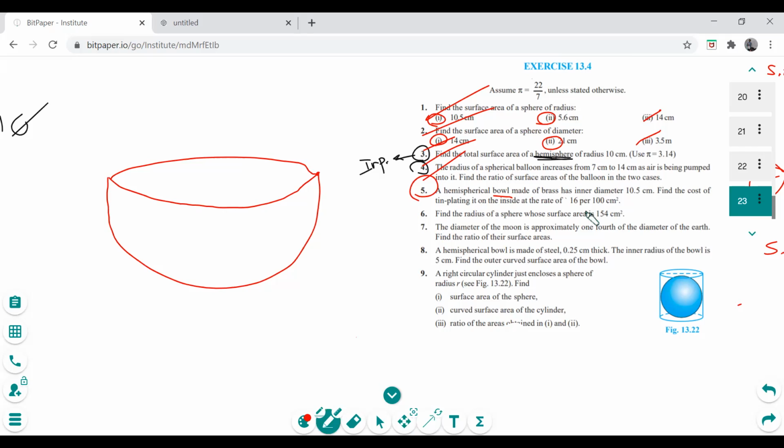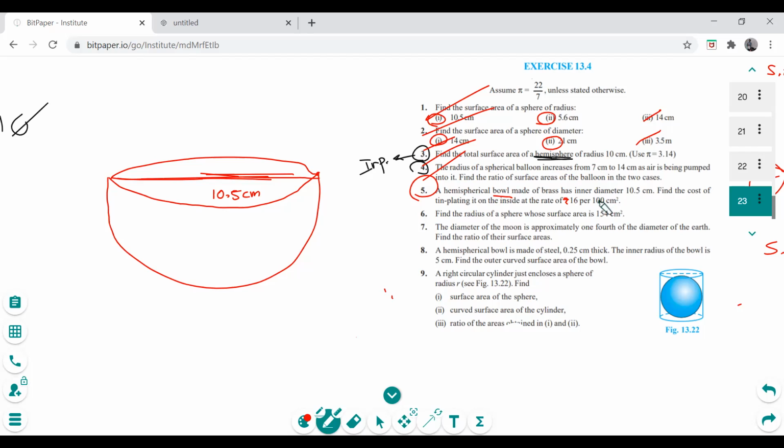It has an inner diameter. What's the diameter here? Yeah, the diameter is 10.5 centimeter. Are you able to hear me? Yes, sir. Find the cost of tin plating it on the inside at the rate of rupees 16 per 100 centimeter square.